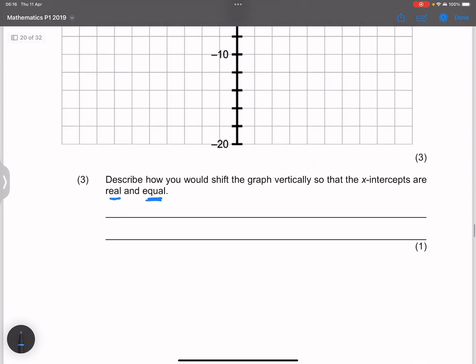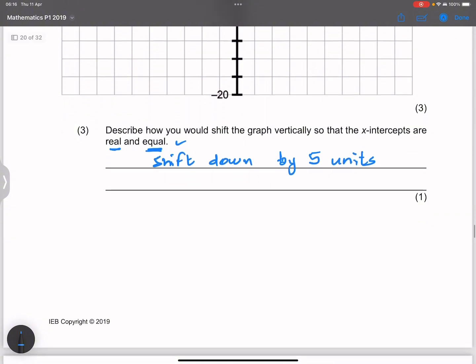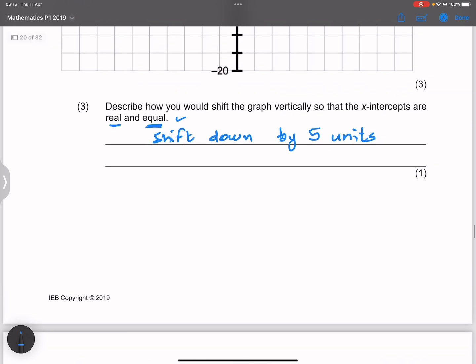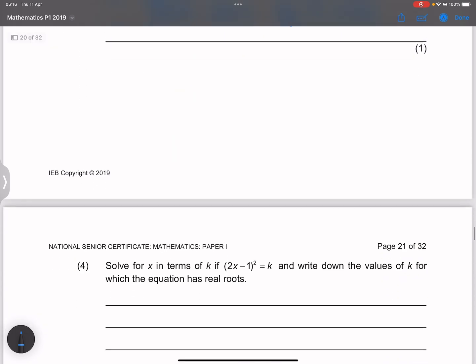So they said describe it. So I'd shift the graph down by 5 units. What we mean by equal roots is that in this case it has only one x-intercept, and that's when the x-intercept is the turning point as well. Okay, so let's go to the next one.